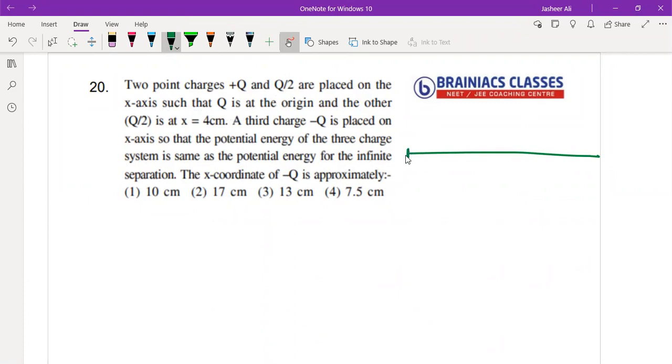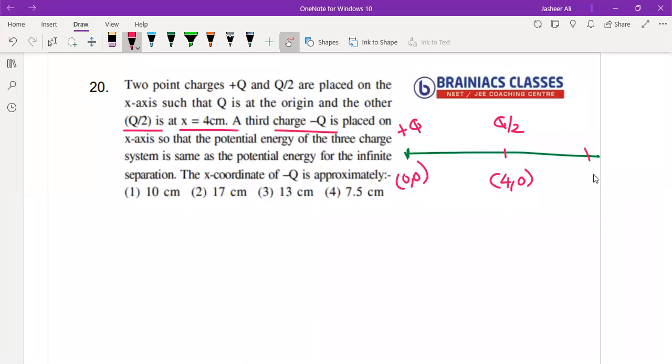So the charge of value plus q is at the origin, so its coordinate is (0,0), and another charge q by 2 is at x equal to 4 centimeters. So one charge is there, and another charge q by 2. Its coordinate is (4,0), 4 centimeters away. A third charge minus q is placed on the axis so that the potential energy of the three charge system is the same as the potential energy at infinite separation.